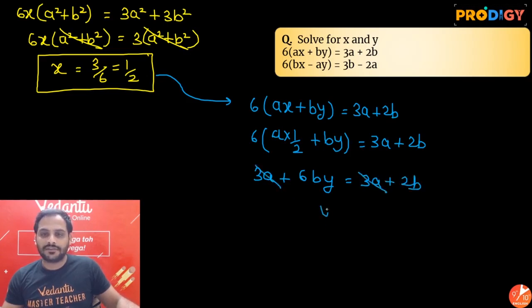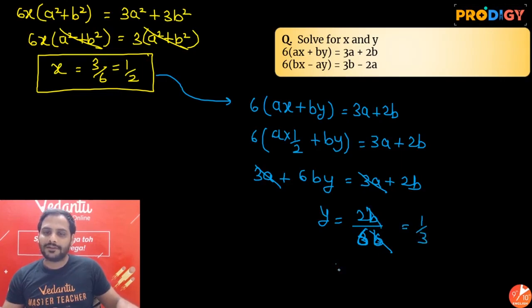3a and 3a got cancelled. y will be equal to 2b upon 6b. b and b got cancelled, it will be 1 by 3. So the value of y is equal to 1 by 3.